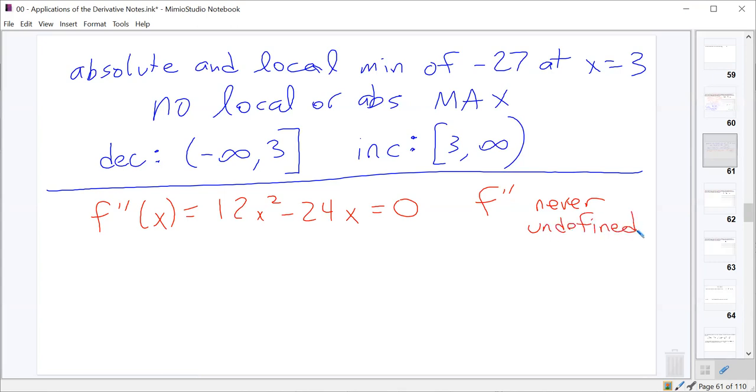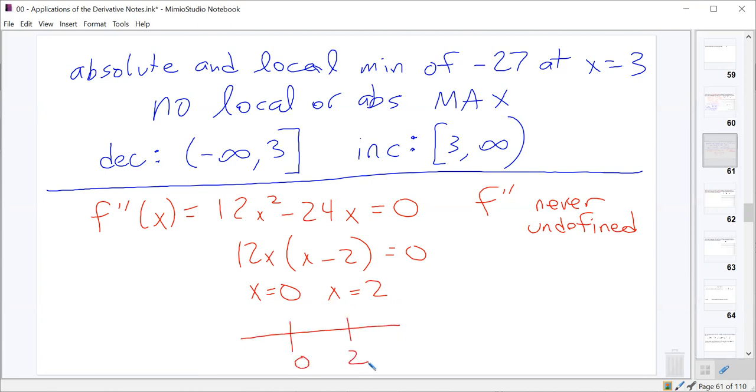But it does equal 0, and we'll factor this out. 12x times x minus 2 is equal to 0. And that gives us x equals 0 and x equals 2. And we'll throw those onto a sign chart for our second derivative to test for concavity on each interval and to see if we have a point of inflection at either of those values.